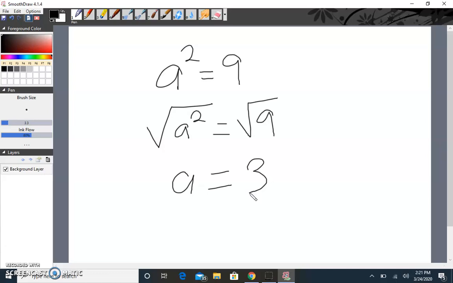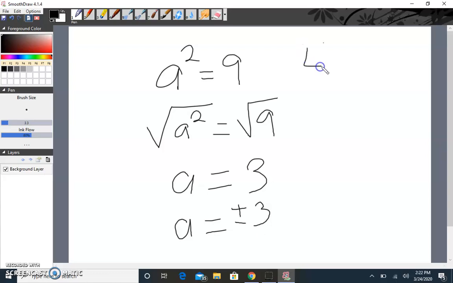But there's a caveat. There's something new you're learning to this. a could also equal negative 3. So we will write a equals plus or minus 3. That is how we work these out. That's how you work out all of these.